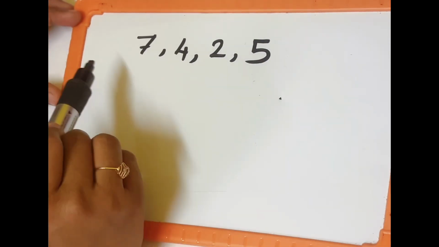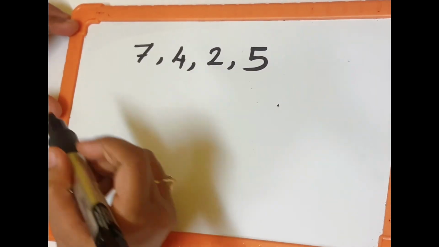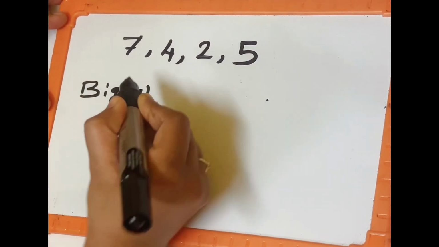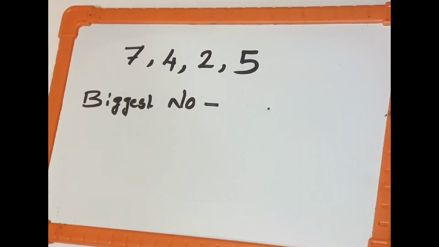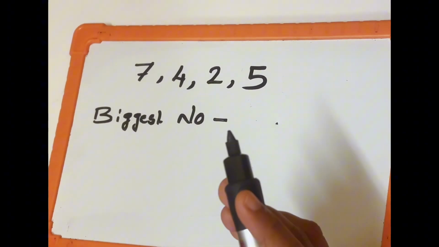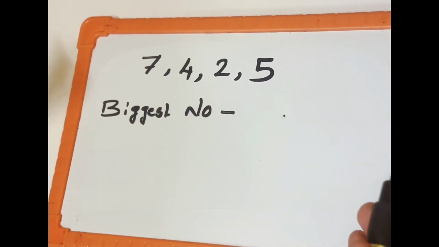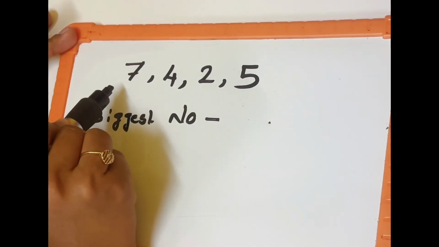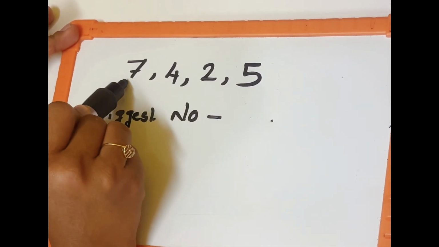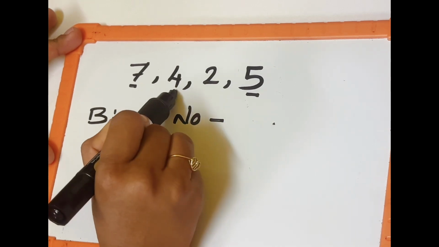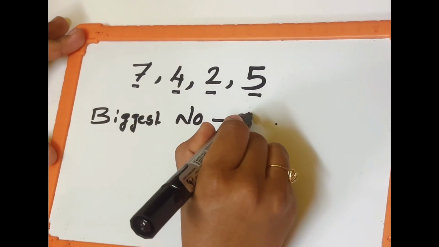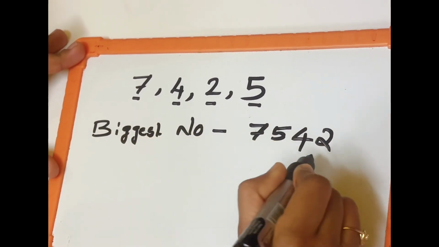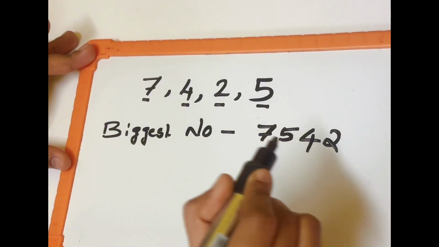Another example: 7, 4, 2, 5. So we have to find the biggest and smallest number from these digits. Biggest number, what will we do? We have to arrange the digits in descending order, right? So how do we compare these numbers? Which is the biggest digit in this? Here 7, then 5, 4, 2, right? So we write it like that: 7, 5, 4, 2. So this is the biggest 4-digit number.